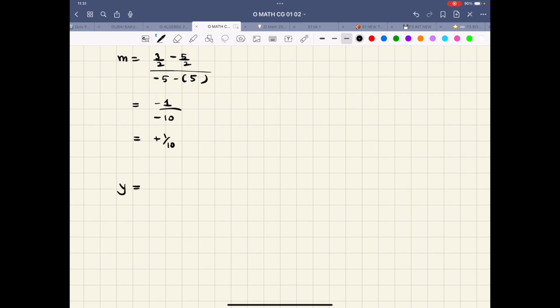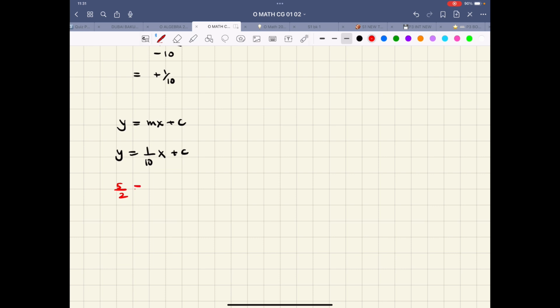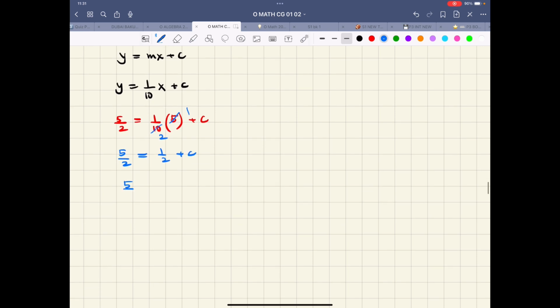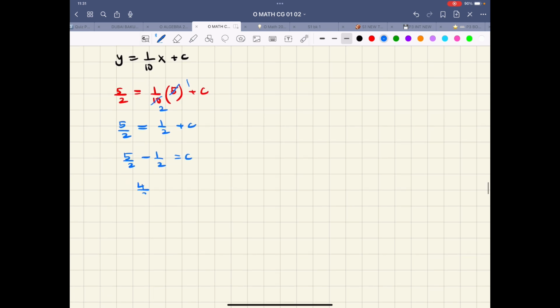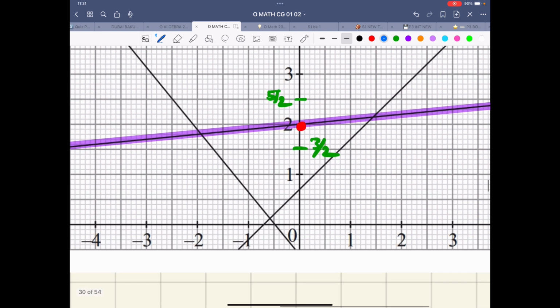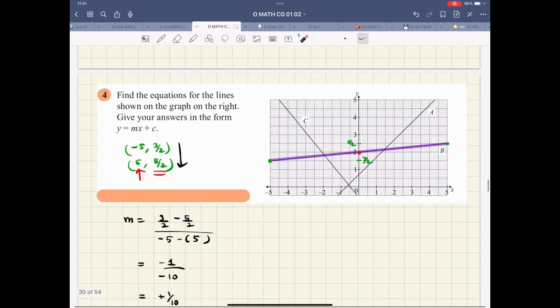And then I'll write y = mx + c. y = (1/10)x + c. Let me choose this point. When x is 5, y is 5 over 2. So 5/2 = (1/10)(5) + c. Let me do the cancellation: 5 1s are 5, 5 2s are 10. So this is 5 over 2 equals 1 over 2 plus c. 5 over 2 minus 1 over 2 is equal to c. 4 over 2 is equal to c. c comes out to be 2, which is exactly right over here, as you can see. So that was very obvious. I deliberately missed it out so that if some person is doing the calculation, they can still get the same answer with a little bit of extra work.